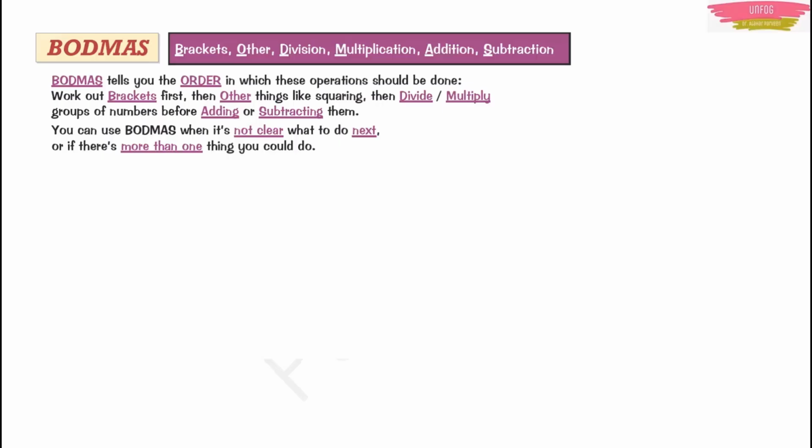Basically, this BODMAS tells you the order in which these operations should be done. First, you remove the brackets. Then you remove the other things from the sum, like squaring and indices. After that, you divide or you multiply. At last, if needed, you add, or if needed, subtract.